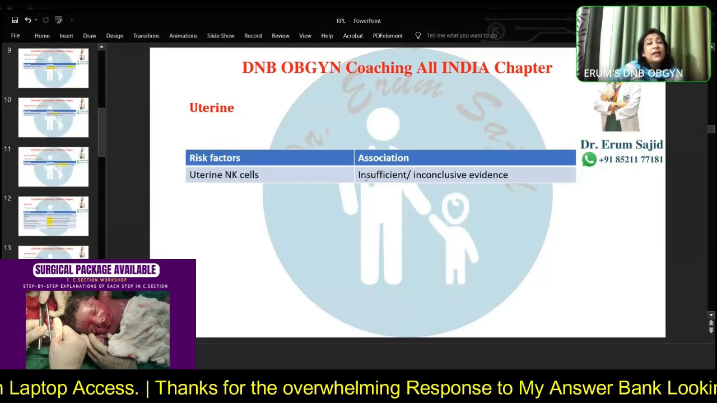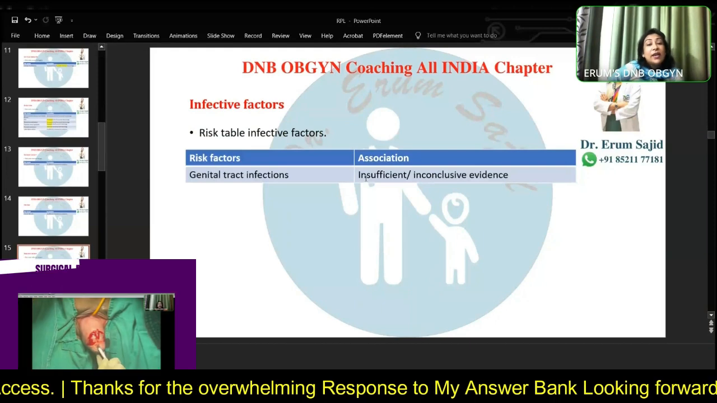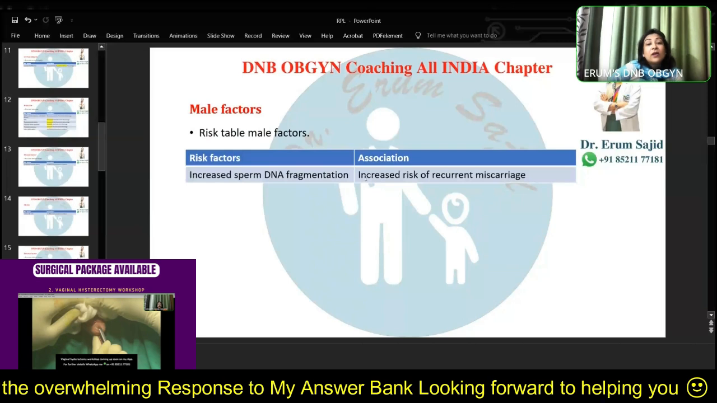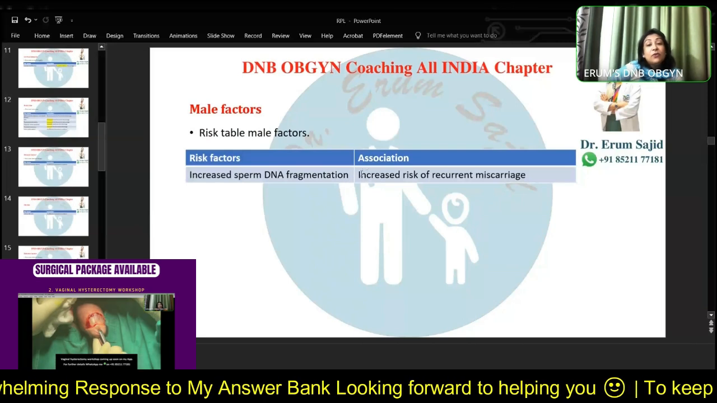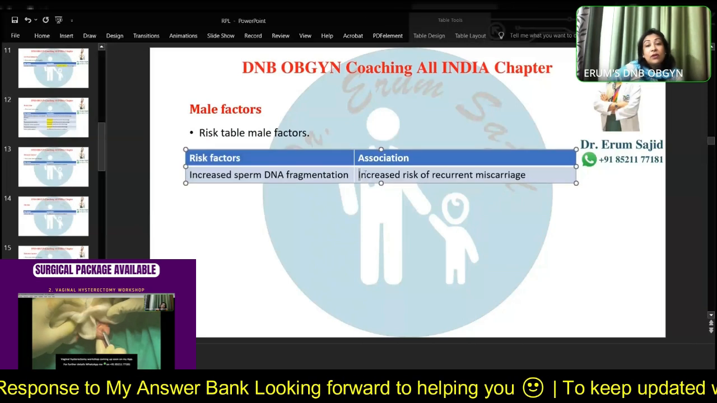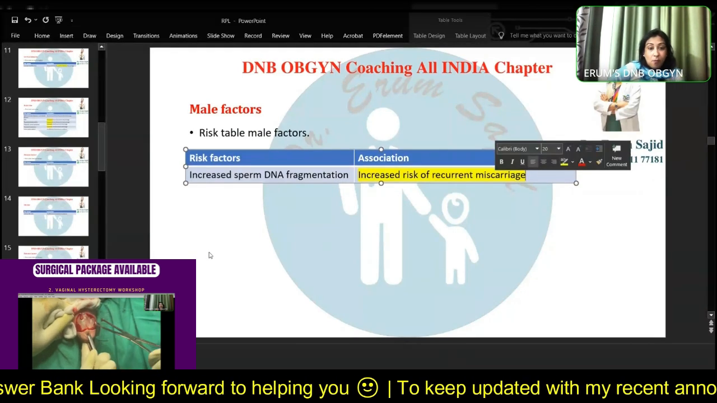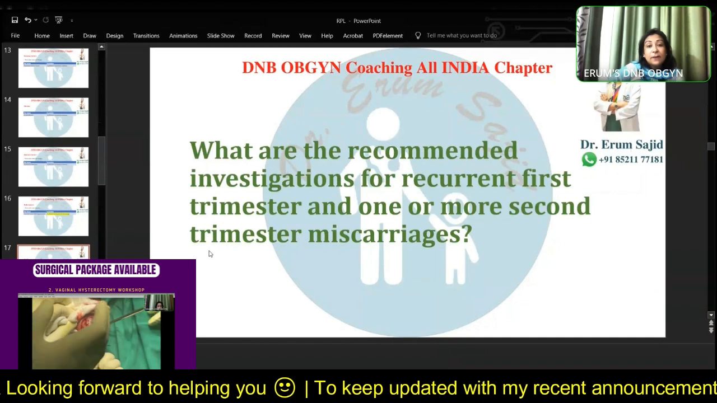Then peripheral immune factors, insufficient evidence. Uterine NK cells, insufficient. What about genital tract infections? Insufficient. Okay. Sperm DNA fragmentation, very difficult to assess, has more risk of recurrent miscarriage, and that you can see by semen analysis. DNA fragmentation is there.